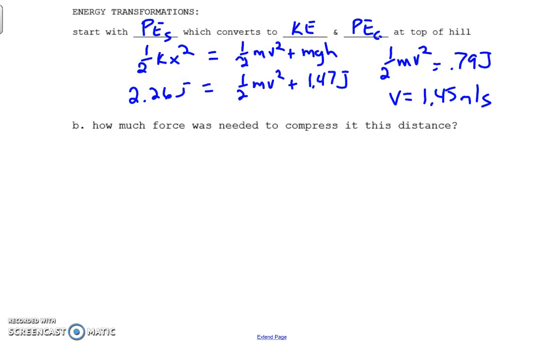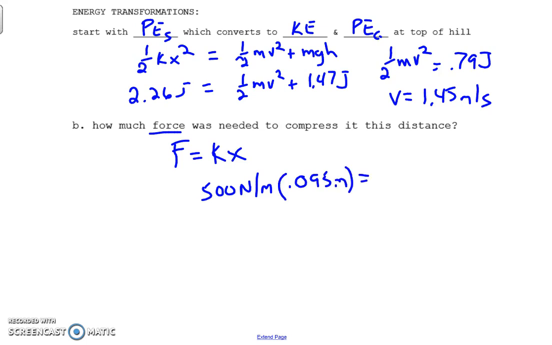Then we can ask how much force was needed to compress it this distance. Since we're talking about force with the spring, the smartest way to approach this is not from an energy standpoint, but from a Hooke's law standpoint, where we know F equals k times x. It's very simple. K was given as 500 newtons per meter, again, not newton meters, and this was compressed 0.095 meters.